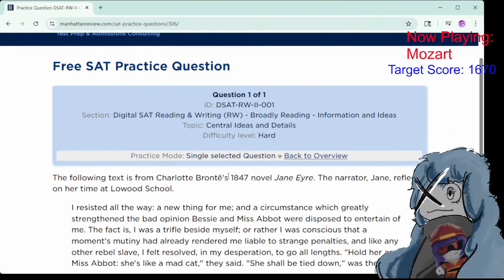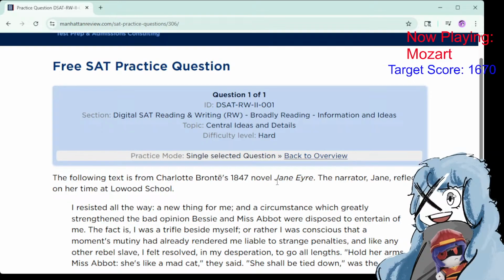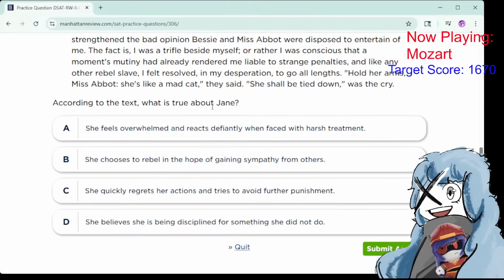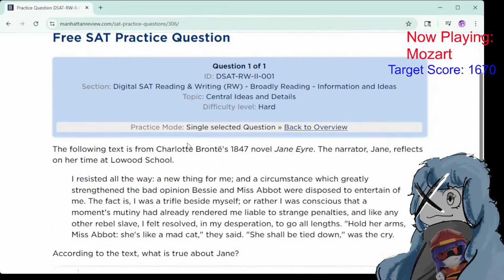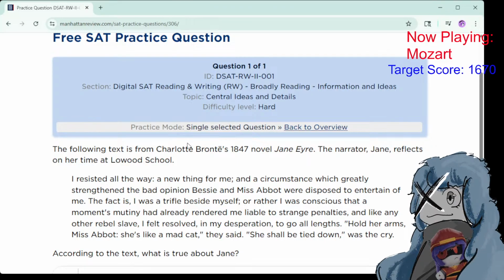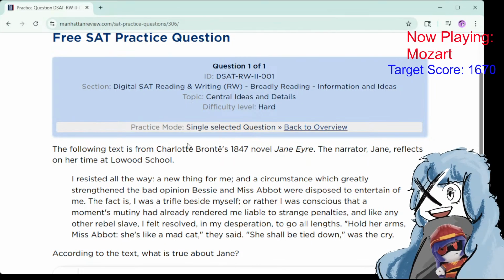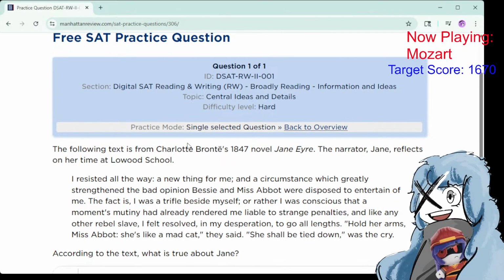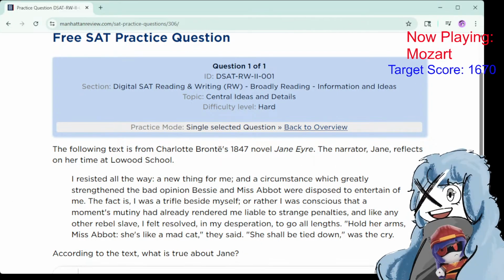The following text from Charlotte Bronte's 1847 novel Jane Eyre... the central ideas and details. What is true about Jane? This is hard. So I guess central ideas are just about facts. I resisted all the way. So narrator, Jane: I resisted all the way.